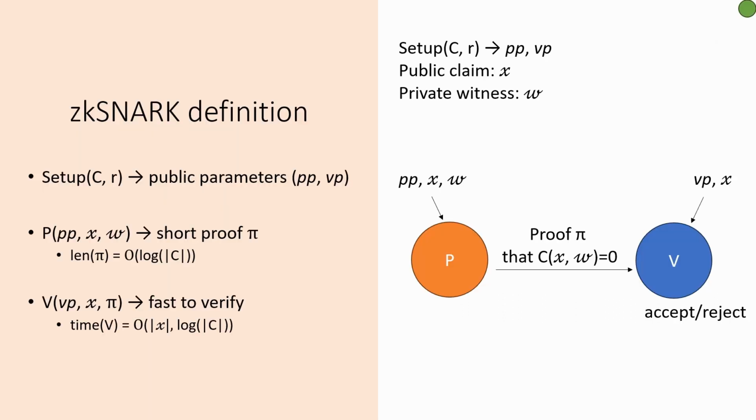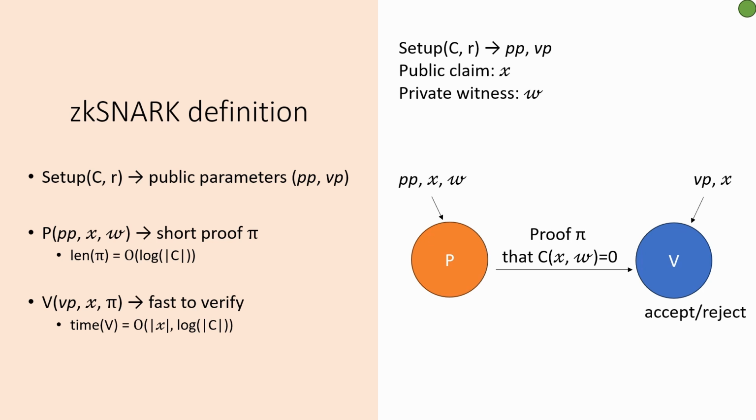To formally define a zkSNARK, it is a proof system with the following three algorithms. First, a setup algorithm that takes a constraint system C and optionally random number R for trusted setup and outputs the public parameters PP and VP.